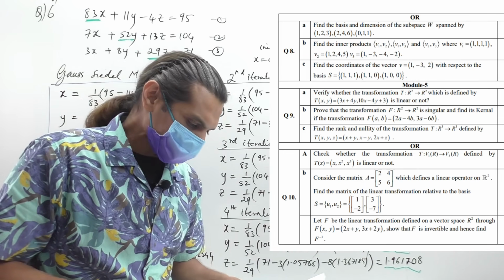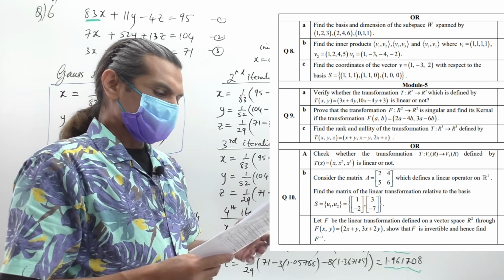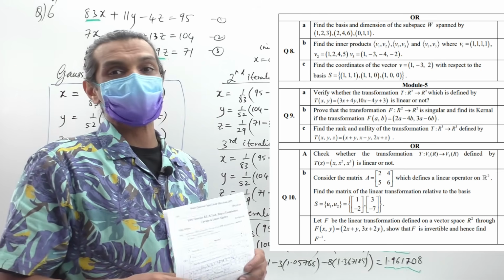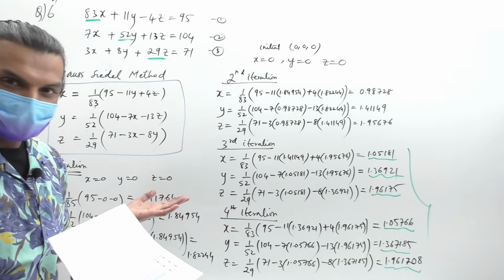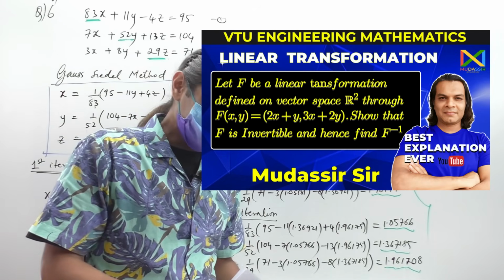And the last question, number 10c: let f be a linear transformation defined on the vector space R square through f(x,y) = (2x + y, 3x + 2y). Show that f is invertible and hence find f inverse. The last problem, I solved it. The solution is in front of you. You can find the link in the description below.